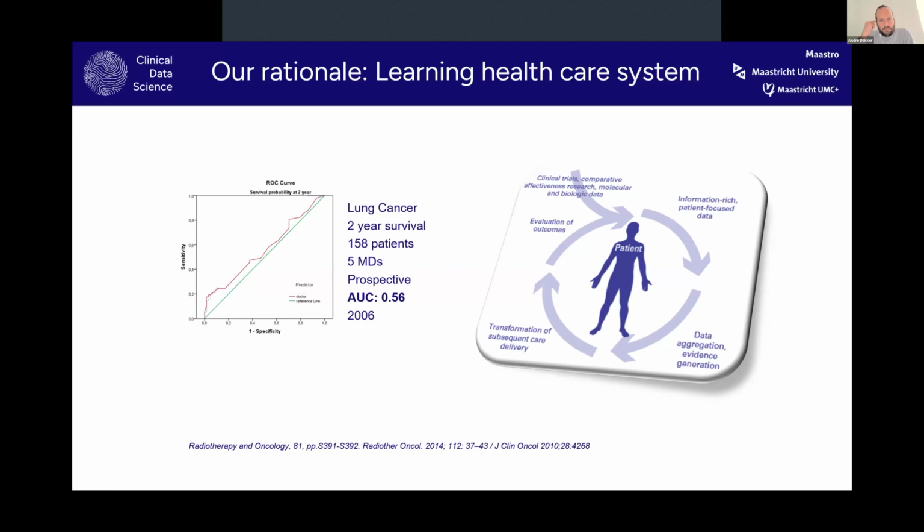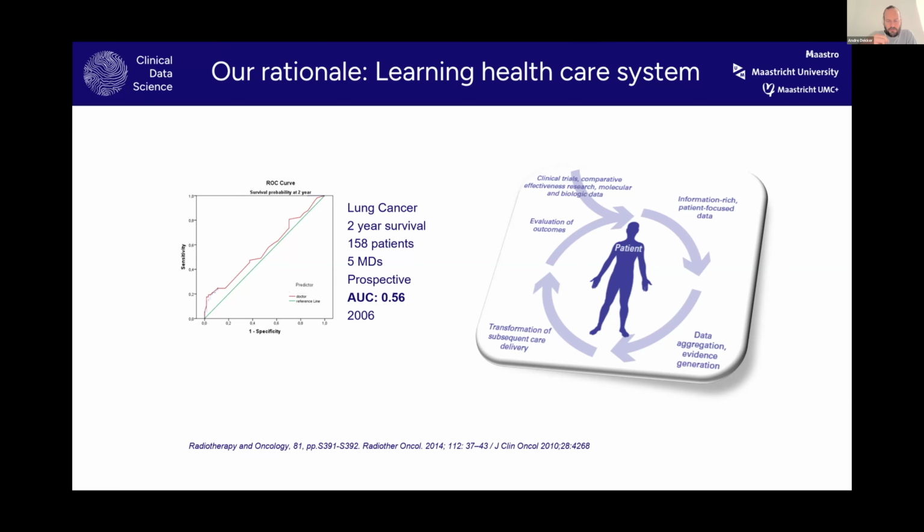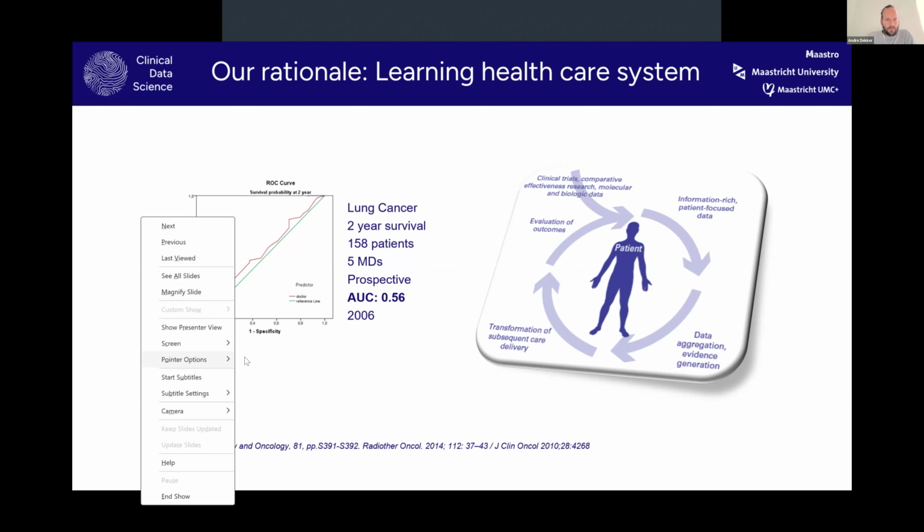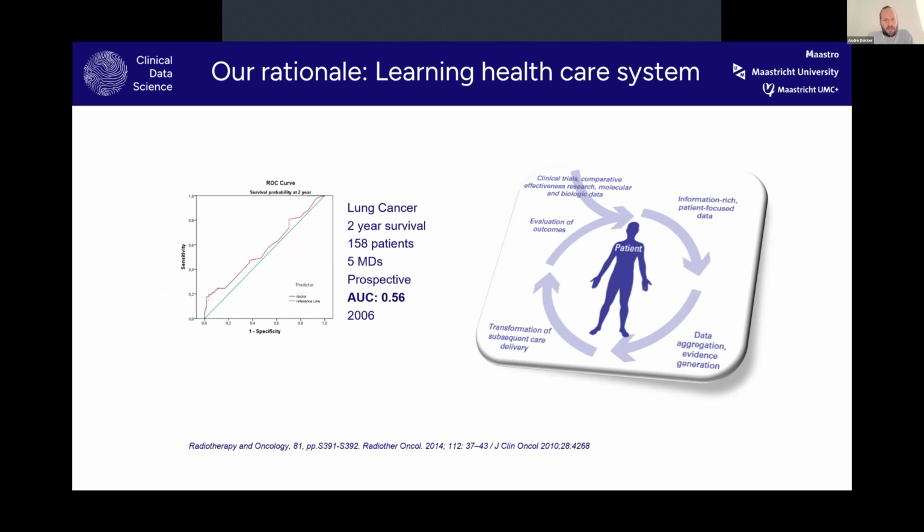Let me start by quickly saying why we started federated learning in Maastricht, and it had to do with research that we did in 2006, in which we had doctors predict 2-year survival in lung cancer patients, and we found out that doctors were very bad at that. On an individual level, they basically couldn't predict whether or not a patient would live or die 2 years from now.